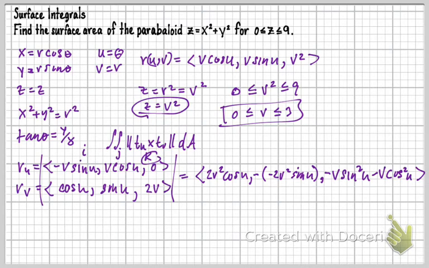Now we can definitely clean this up, and we should. If we don't, we can lose points for this. So 2V squared cosine U, comma, and those negated each other. So I'm just going to have 2V squared sine U, comma. And if you notice here, if I can pull a negative V out of both of those, I'm going to get sine squared U plus cosine squared U. And that's going to be 1. So I'm just going to get a negative V on the end. So that's my RU cross RV.